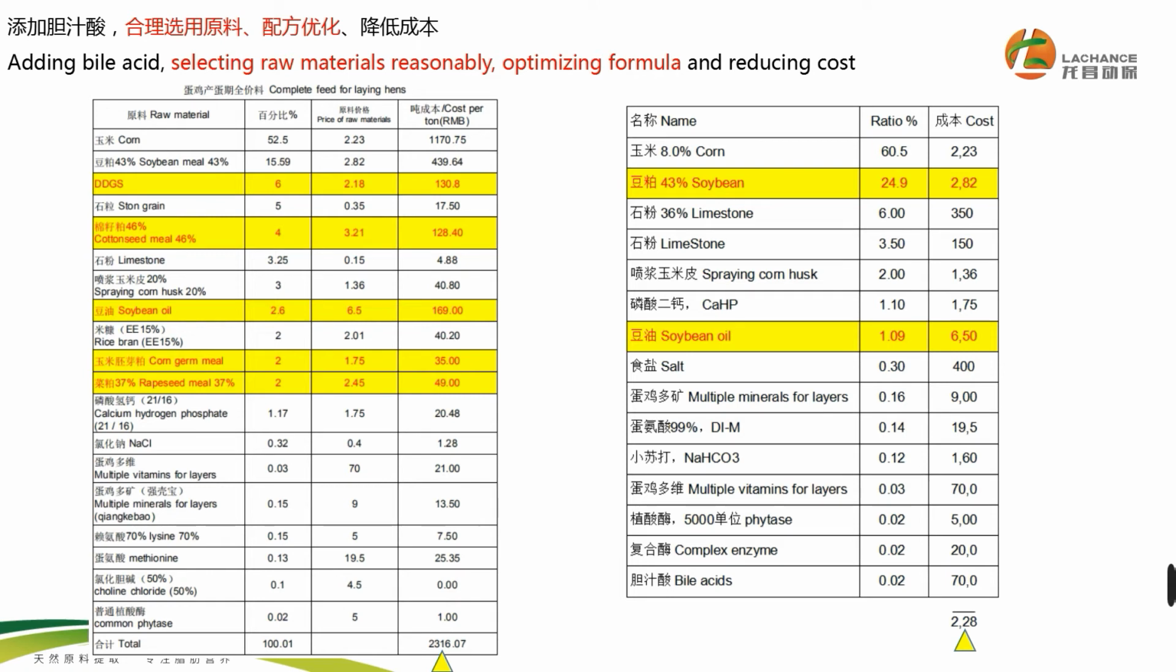This is also one formula. Adding bile acids, selecting all materials reasonably, optimizing formula and reduce feed cost. This is also a complex feed for laying hens. Through these two formulas, we can see that after adding bile acids, we have reduced some raw materials and save the feed cost.